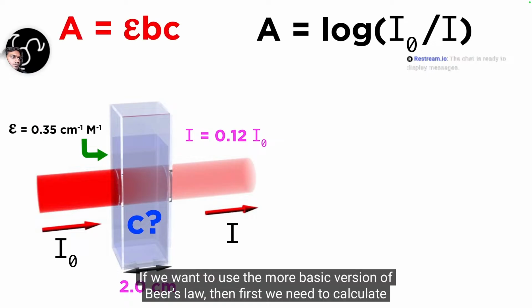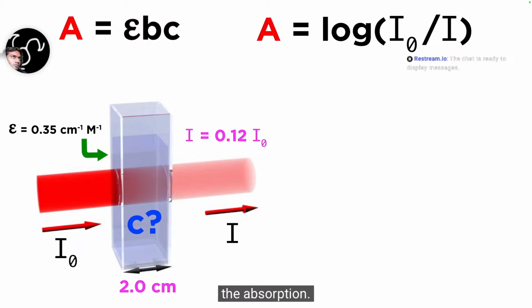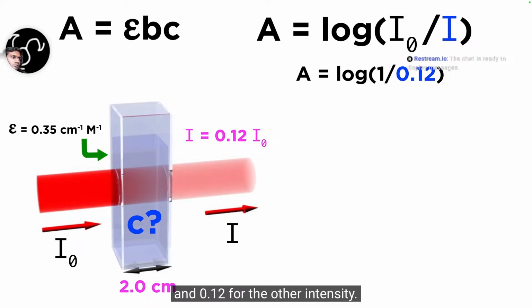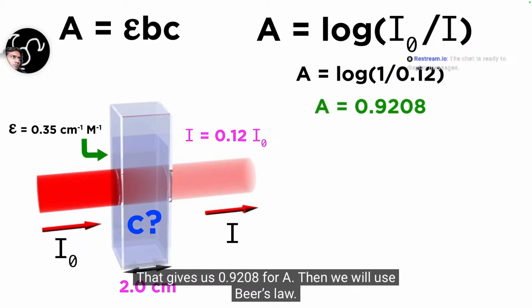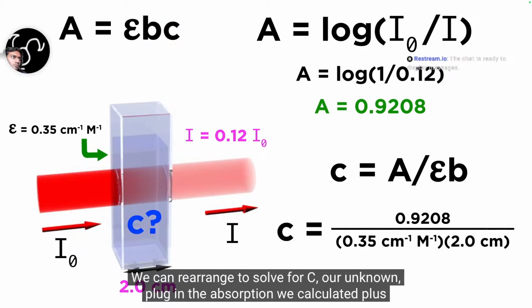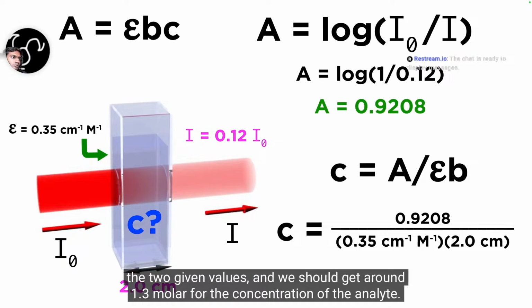If we want to use the more basic version of Beer's law, then first we need to calculate the absorption. We can use this simple equation from before, plugging in 1 for the initial intensity and 0.12 for the other intensity. That gives us 0.9208 for A. Then we will use Beer's law. We can rearrange to solve for C, our unknown, plug in the absorption we calculated, plus the two given values, and we should get around 1.3 molar for the concentration of the analyte.